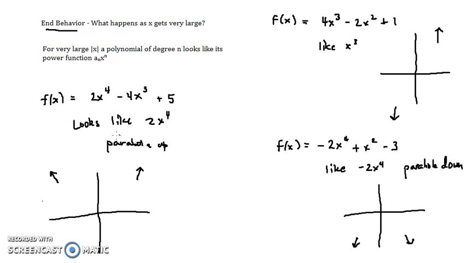So if it's even degree, it's going to look like a parabola, and if it's positive, it'll be facing up. If it's negative, it's facing down. So your even degrees will look something like this. We've got one. I'm going to have to erase this one, so remember what that was.